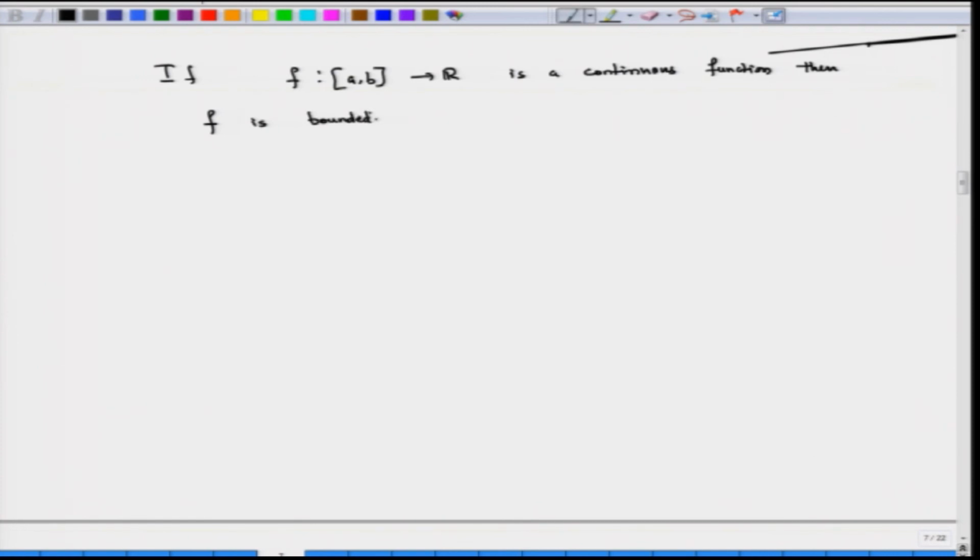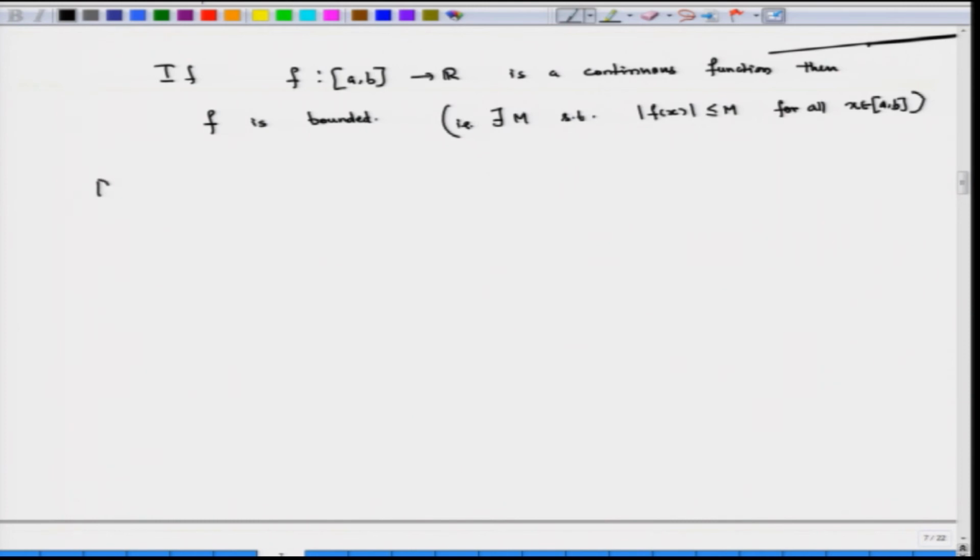This is a fact. I will give you the proof. In the first attempt, if you are not getting the proof, that is fine, but this fact is very important. If f is a continuous map from a closed and bounded interval, then f is bounded. That means there exists an M such that |f(x)| is less than or equal to M for all x belonging to [a, b]. In other words, the range set of f is a bounded set.